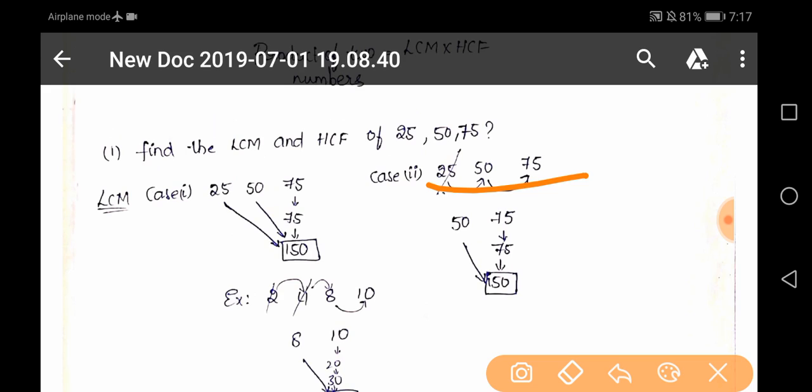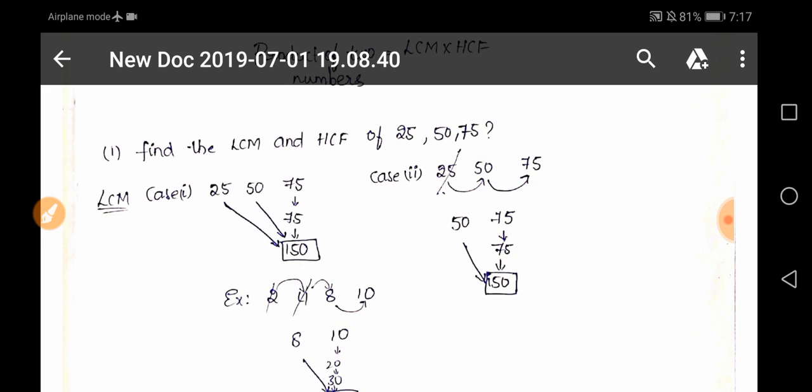25 can cancel 50, right? So we will eliminate 25 because they do get cancelled. Now we will be taking 50 and 75. 75 ones are 75 and 75 twos are 150. So 150 will be getting cancelled, so we will take the LCM as 150.